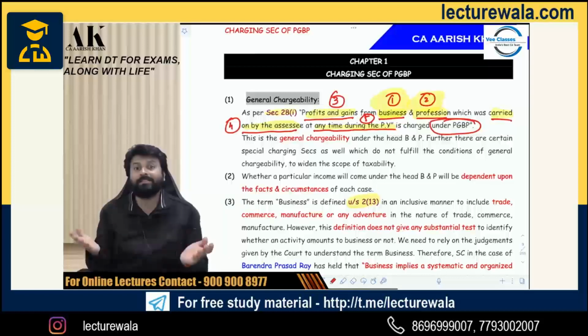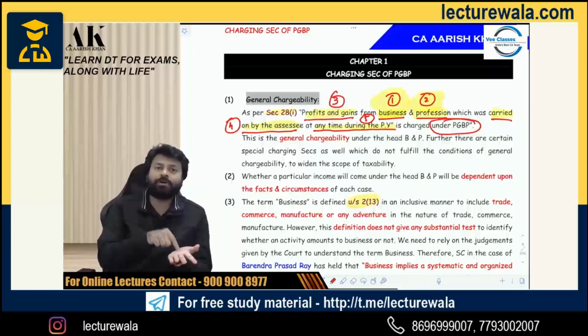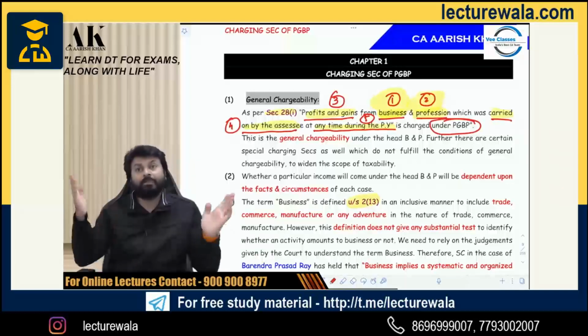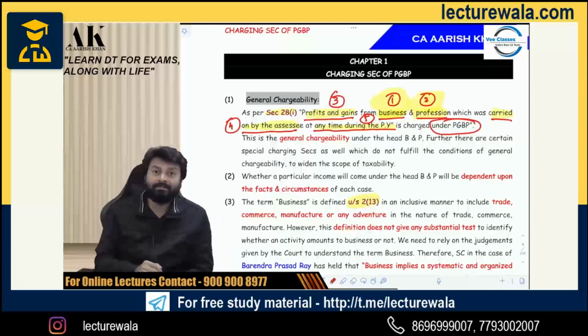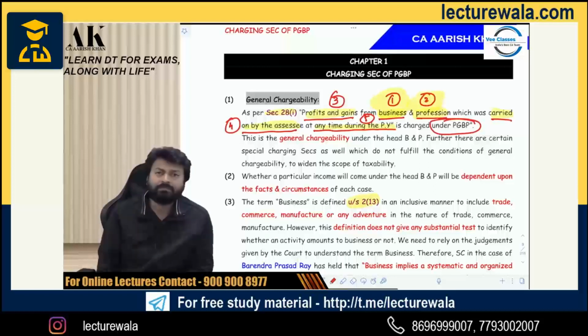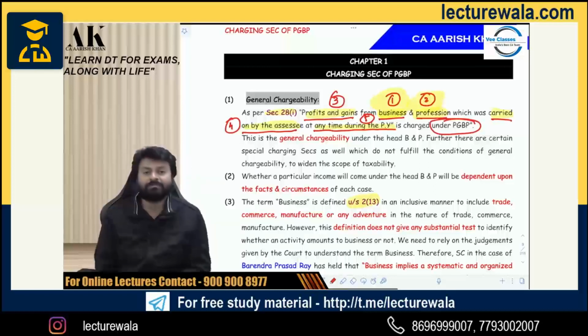What do you mean by the term business? Business includes trade, commerce, manufacture, and an adventure in the nature of trade. Second, business as per the Supreme Court in the case of Barendra Prasad Ray means a systematic and organized activity for applying labor and skill with the dominant intention of earning profits. That is business as per the Supreme Court. Then, what is profession? Profession means vocation. Vocation means any occupation requiring some skill.